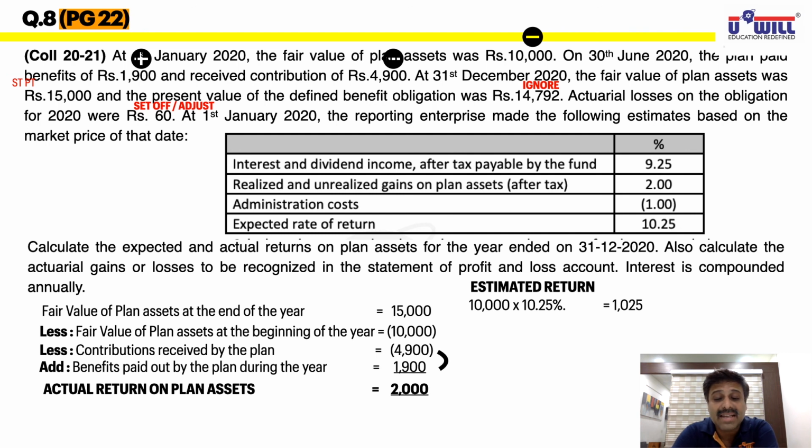Now understand this. Contribution received by the plan is 4,900. Benefits paid are 1,900. So what is the net amount going from our pocket? We are investing 4,900 and we are receiving 1,900 also in the form of interest, dividend, etc. So what is the net investment we are making from our pocket?